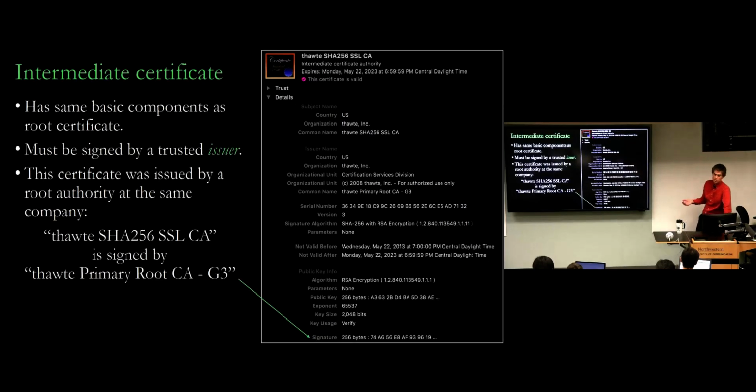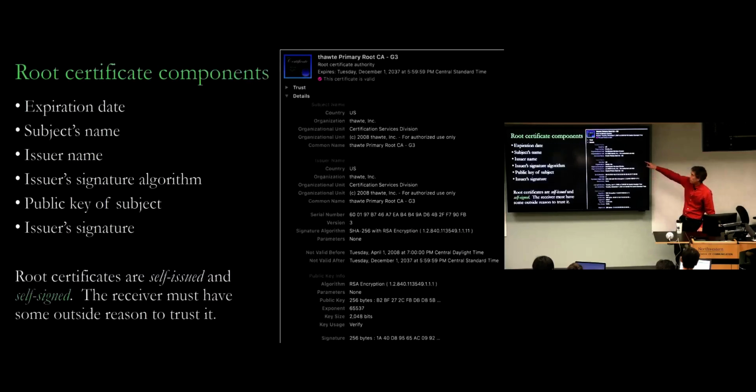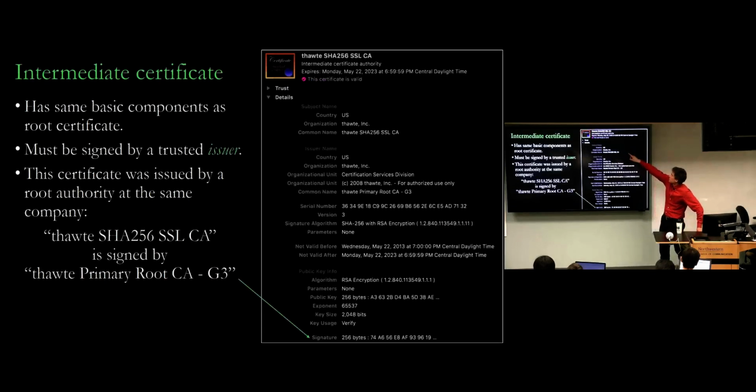But then an intermediate certificate, so this is an example. Here I had Thought primary root CA. Now this is Thought SHA-256 SSL CA, which is the same company, but it's a different certificate used by that company. This is an intermediate certificate that it uses to sign customers' certificates. It has the same basic parts up top, but then the issuer is different, and the signature down here is signed by that root authority I showed before.